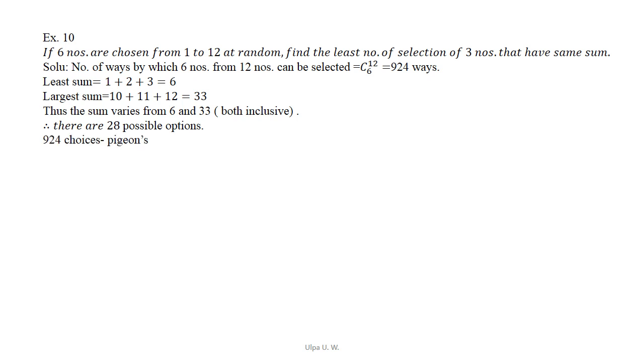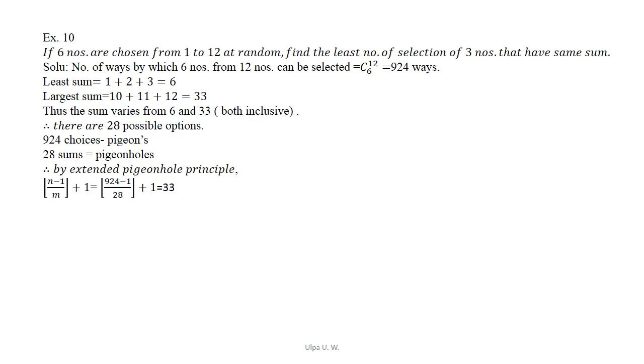So if I take the 924 choices as pigeons and 28 possible options as pigeonholes, by the extended pigeonhole principle I have floor of (n minus 1) upon 28, which turns out to be 33. So in total there are at least 33 selections of 3 numbers, two different groups of 3 numbers such that their sum is the same.